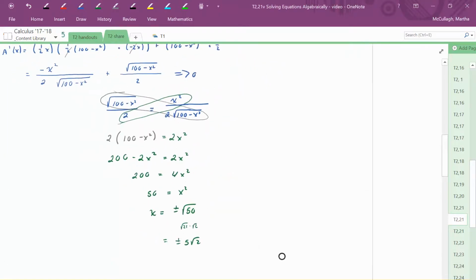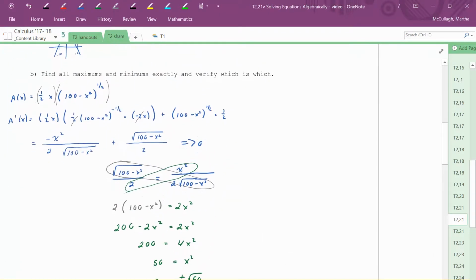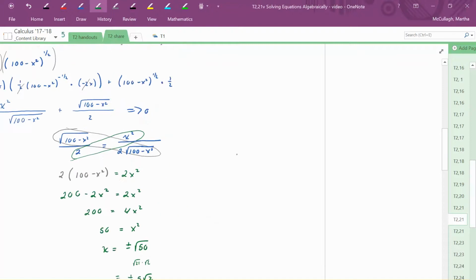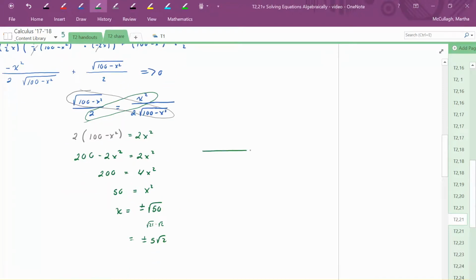Okay, now I've got to decide where my maximums and minimums are, and I've got to verify which is which. So I'm going to come back to that sign chart I've used over and over again. And now we're talking about f prime of x. My two key values are negative square root of 50 and the positive square root of 50.